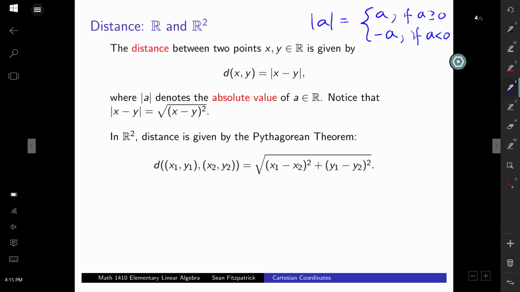And then if you want to figure out the distance between two other real numbers, you take their difference. The difference tells you how far apart those two numbers are, but the difference could be negative, and you'd like distance to be positive. The absolute value guarantees that the outcome will be positive.